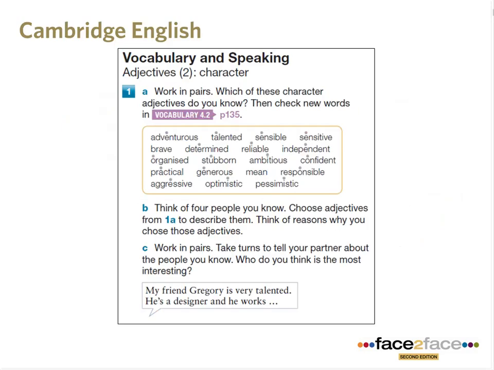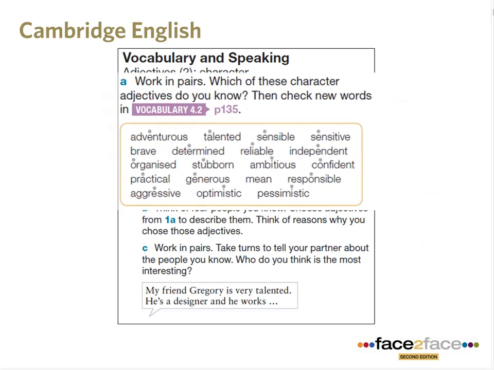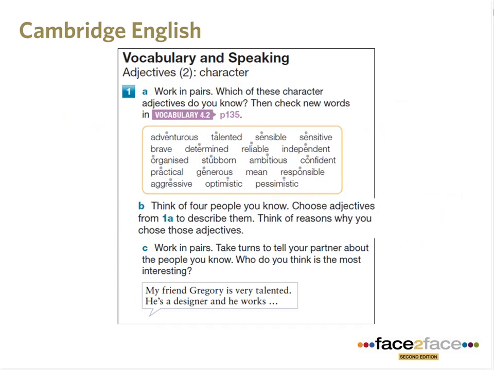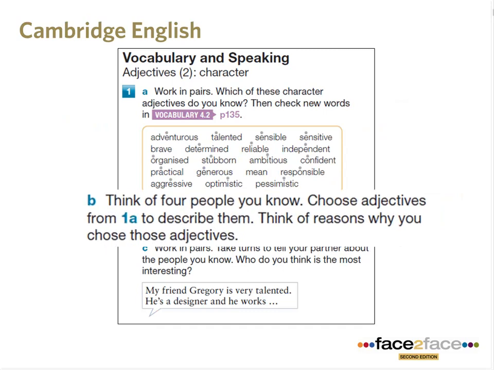Here's another example where they're looking at adjectives for character. So they have to check the meaning of any new words. Then we ask them to think of 4 people they know and choose adjectives to describe them. And think of reasons why they chose those adjectives. And this is an on their own stage.